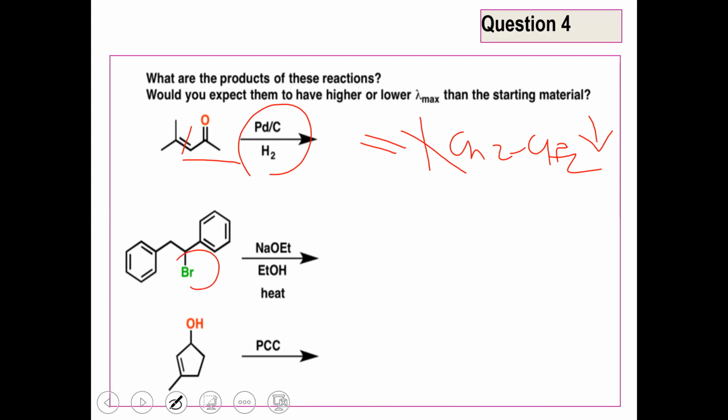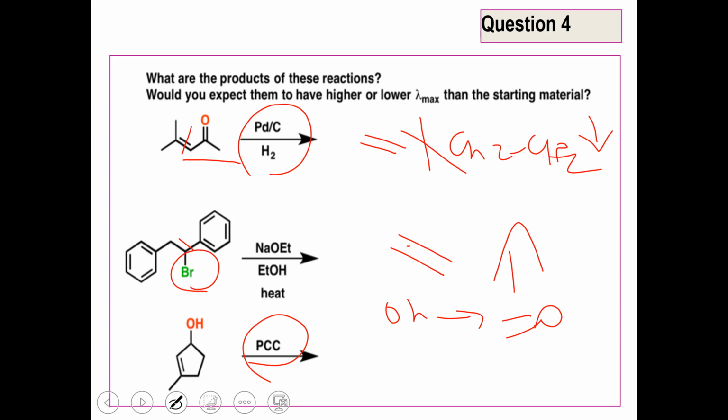And here you can see it is a dehydrobromination. So when bromine is removed, there is a formation of a double bond here. So a double bond is formed. So it is longer wavelength. And this is pyridinium chlorochromate, which is an oxidizing agent. So OH will be converted to double bond O, ketone. So double bond, single bond, here it becomes a ketone. So double bond, so conjugation is there.